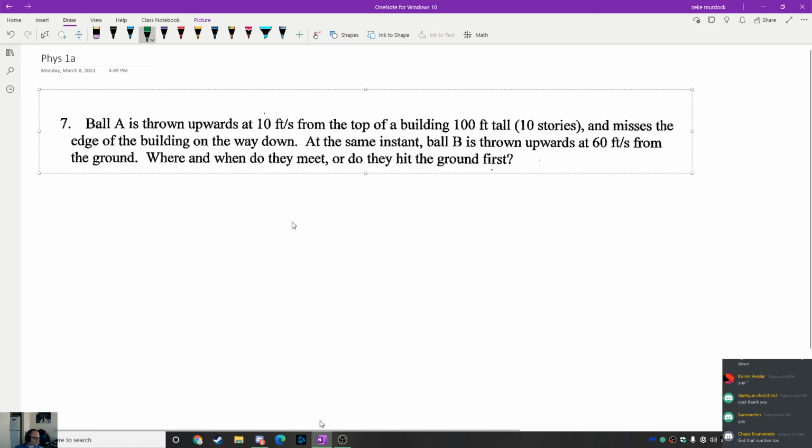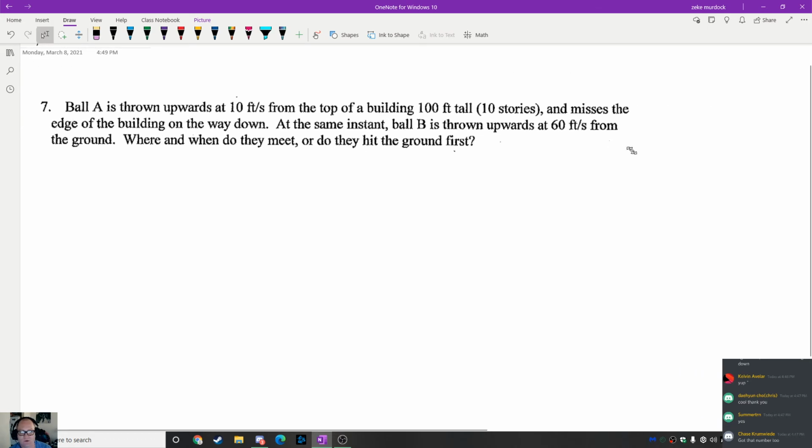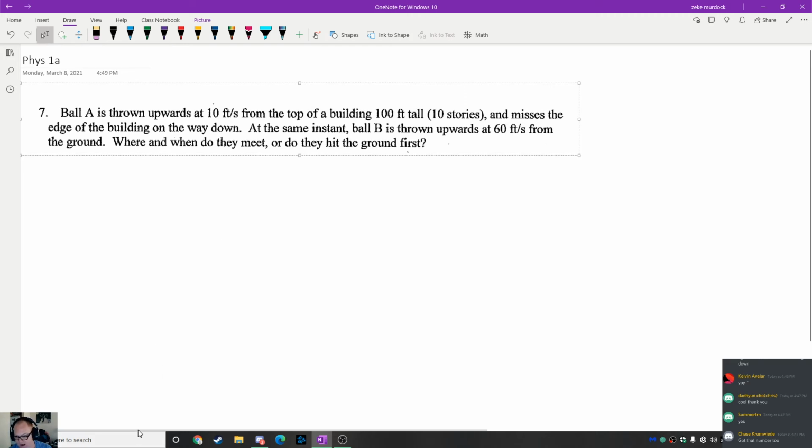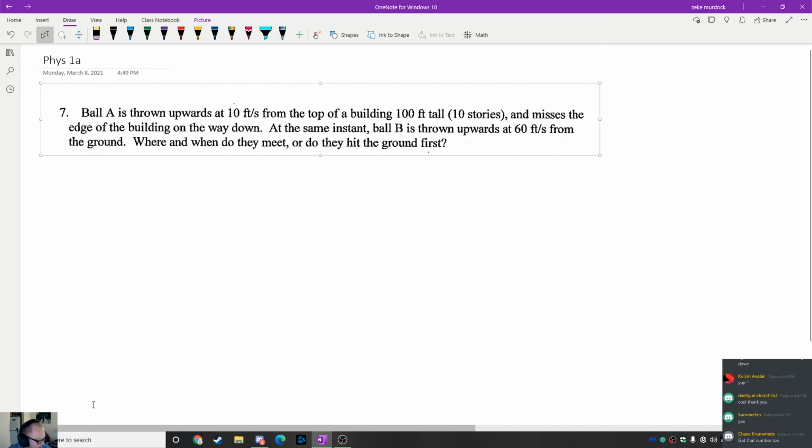So same thing as before. Take like 2 minutes to read this problem, and see if you can draw your own diagram while I'm drawing a diagram here too. Yeah, we have two things moving now, so things get kind of tricky.